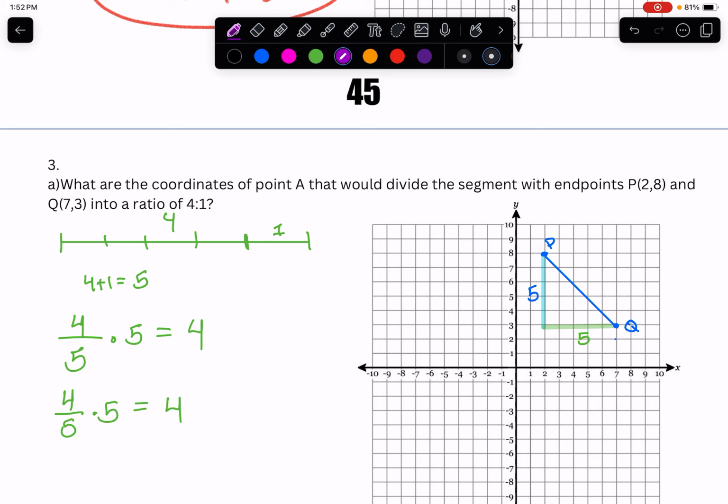So I go back to my starting, and I'm going to go down 4, over 4. And this is point A. So A is at 6, 4.